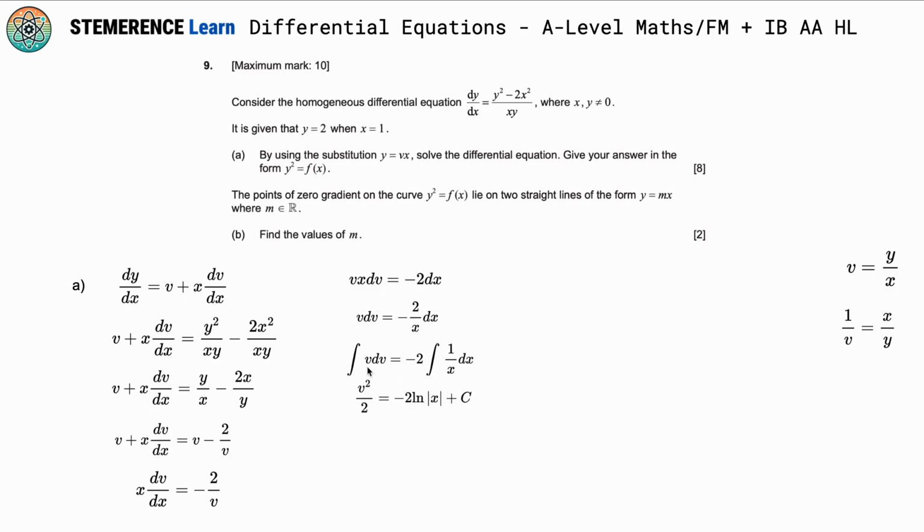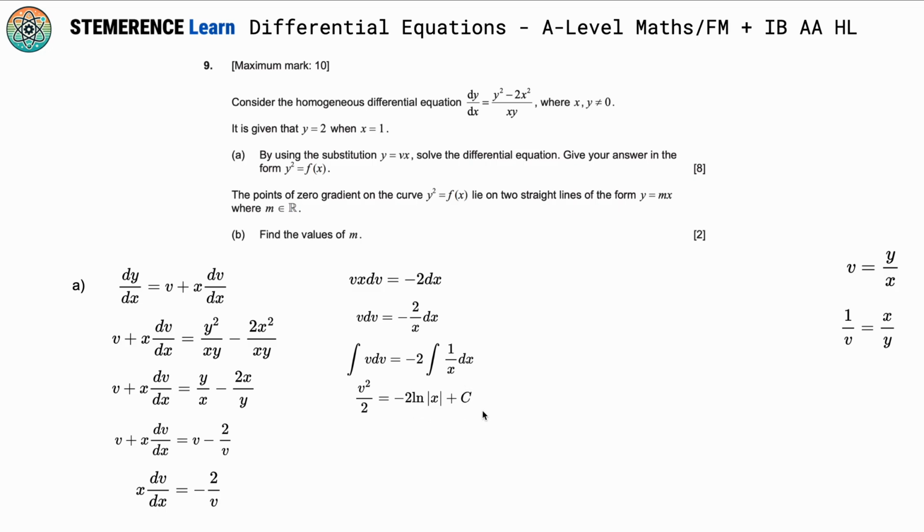So over here we use the power rule for integration. So we add 1 to the power, and then that power goes down. So over here we just get v squared over 2 is equal to negative 2, and then the integral of 1 over x is just modulus of ln of x. We get negative 2 times ln of x, and then we need a constant plus c.